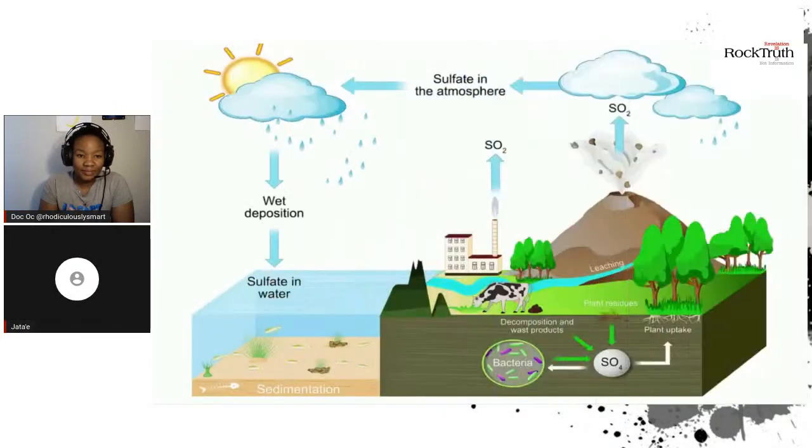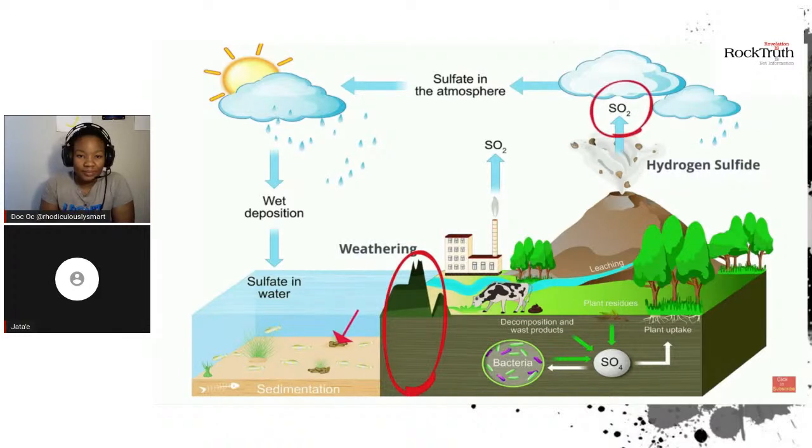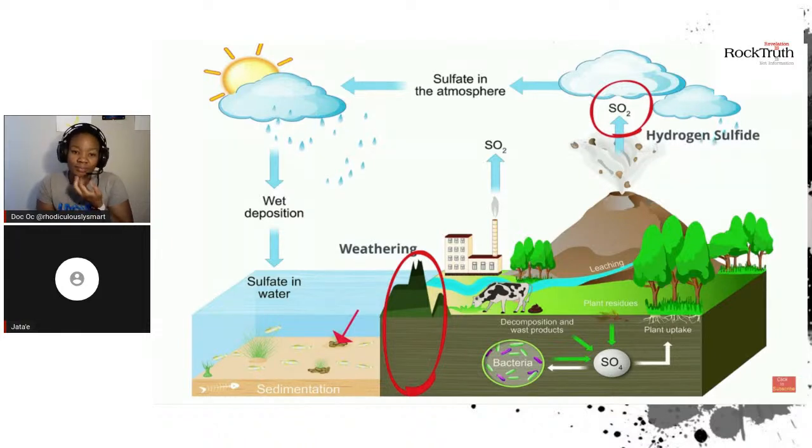First, sulfur reserves are found in the lithosphere and are released by weathering. In addition, hydrogen sulfide and sulfur dioxide gas is released into the atmosphere by volcanic eruptions, hot springs, and the decay of biological material in swamps and bogs.